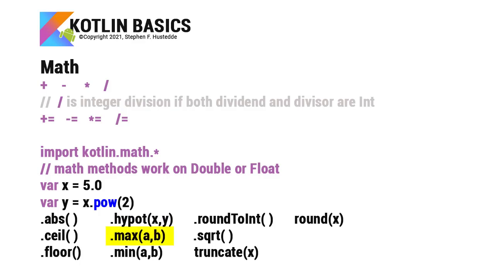We can find a max value of 2 values or a minimum of 2 values. We can round to an integer, we can find the square root, and then there are 2 methods where we put the value inside the parentheses, and we can truncate. We can also round using that type of method. So the round of x is the same as x dot round to int.